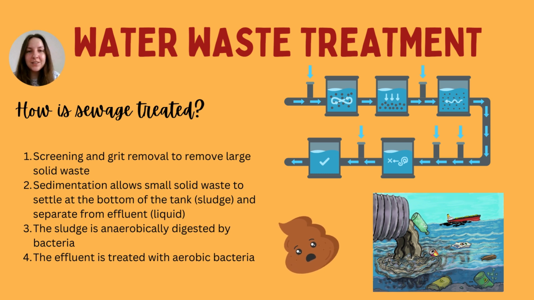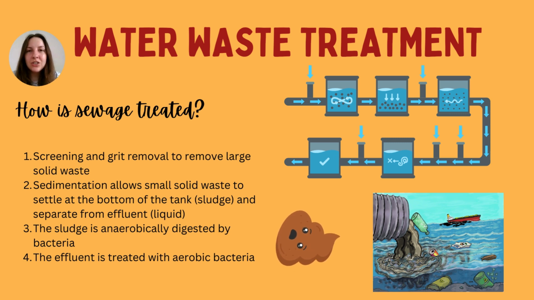And then after this, we have another part of the method, which is the sedimentation stage. Any of the liquid left behind, we let the solids that are too small and have passed through that initial screening stage settle to the bottom of the tank. The bottom of the tank contains the solids called sewage sludge, which sounds really gross, doesn't it? But this sewage sludge and the liquid at the top, called the effluent, are separated in this stage.